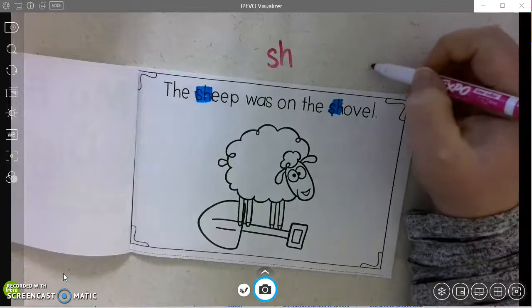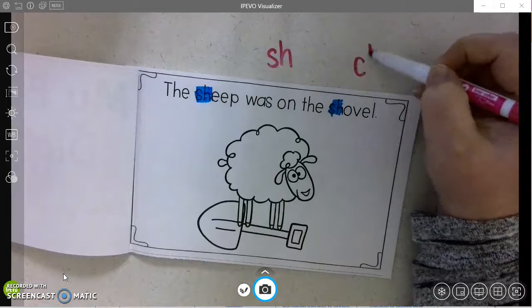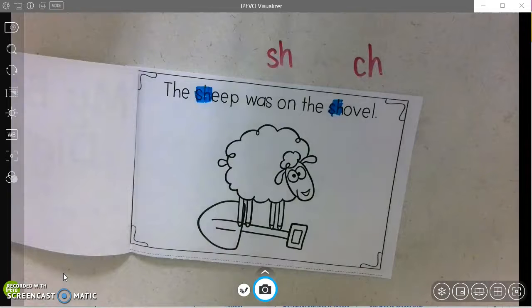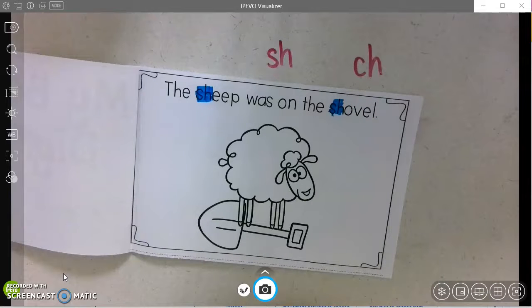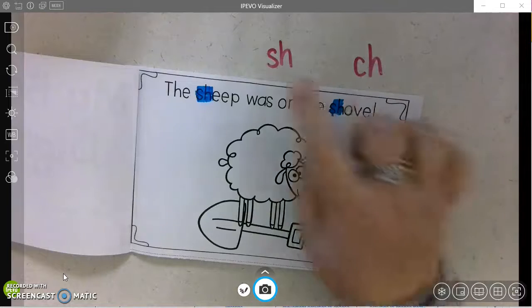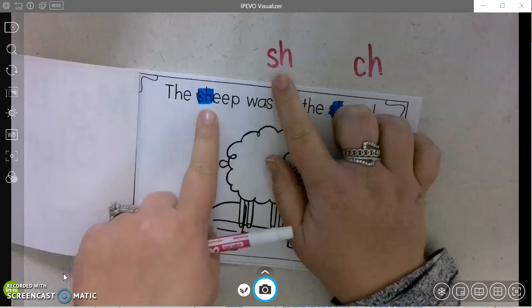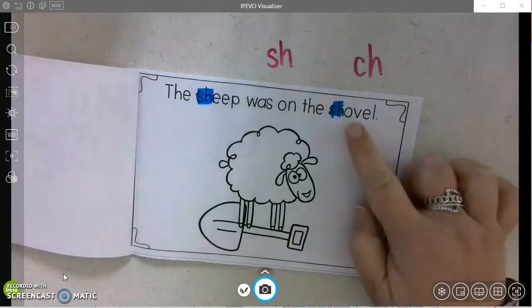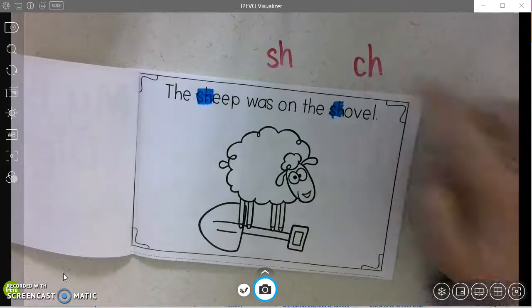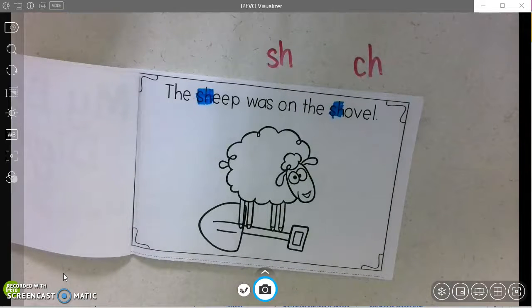But today for your assignment, you're also going to be looking at CH words. C normally says k, and H says h, like we're running. No, that's not what CH says. CH says ch, like a train is choo-chooing. A train is chugging along. Ch. So we have shh, be quiet. The sheep is on the shovel. CH, choo-choo train. I said train like the TR made the CH sound.